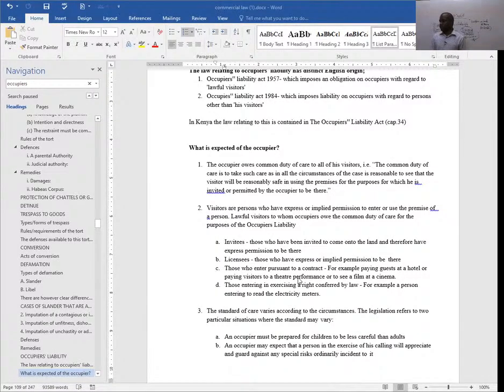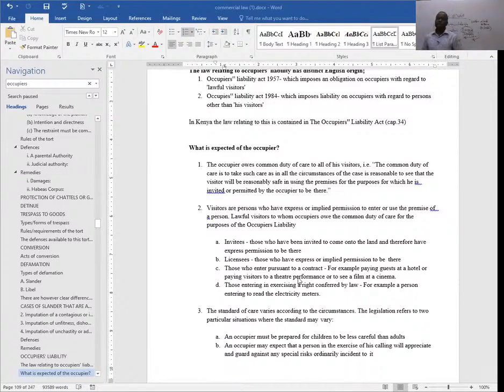So the standard of care varies according to the circumstances. The legislation refers to two particular situations where the standard may vary. An occupier must be prepared for children to be less careful than adults. In a situation where you have children, you expect them to be less careful while they are using the premises. So you must take the highest precautionary measures, especially if those visiting the premises are children, because they need more guidance to ensure their safety.